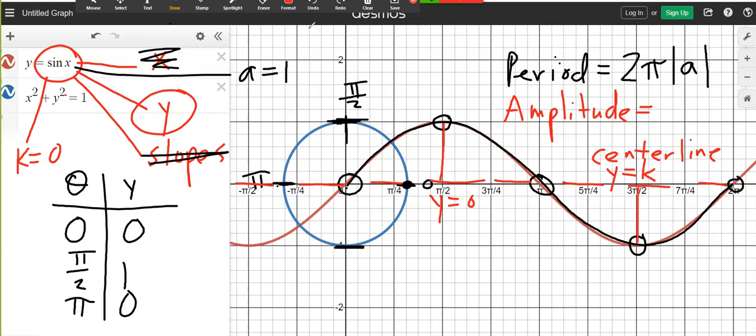You can use either one, but you can see from our graph that the amplitude we actually list as the absolute value of b. And the reason we have to say that is because the original, should I say the OA or the OG?